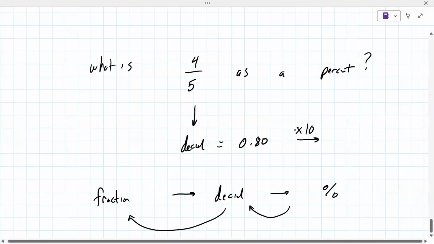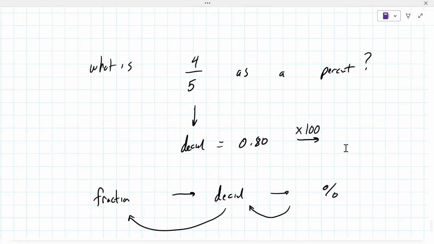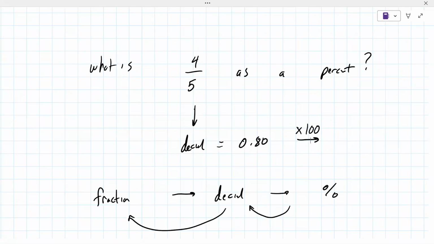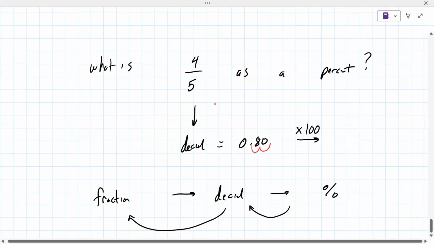So maybe we haven't done this. You multiply by 100 to go from a decimal to a percent. So 0.80 times 100. So you're just moving the decimal over 2 decimal places. Okay, so 80. Yes, yes. Okay, so that's what I was going to say.